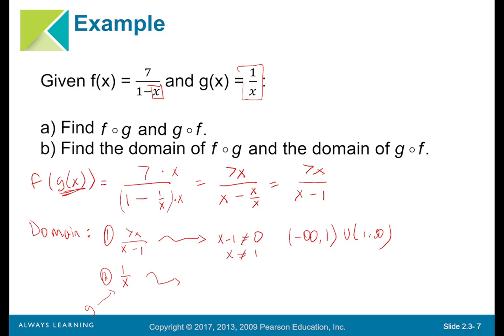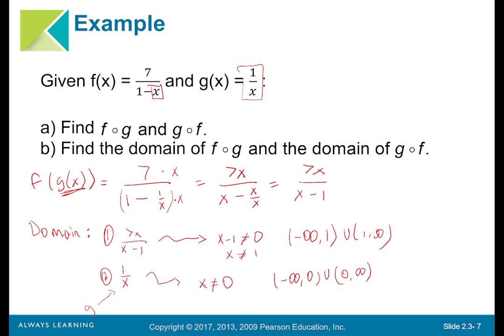Now, 1 over x, very similar idea. x cannot equal 0. Can't have a 0 denominator. So that's negative infinity to 0, union 0 to infinity. So now I have 2 domains here, and I need to basically take their intersection. I need to see where they overlap.